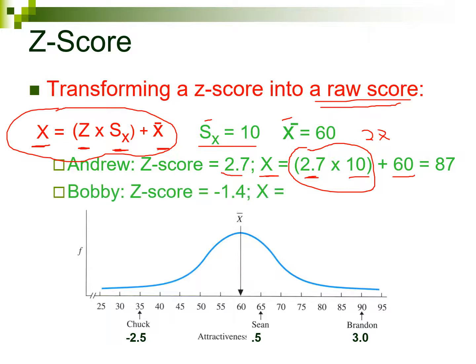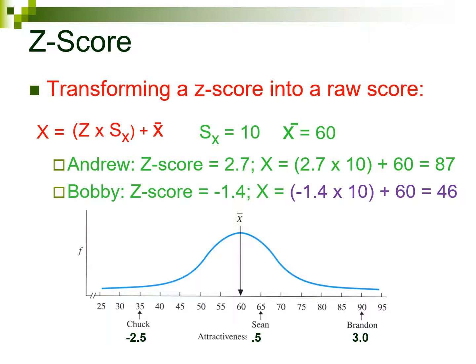Okay, let's do one more. Let's do Bobby. Bobby has a z-score of negative 1.4. Again, we want to figure out Bobby's raw score. So the formula for his raw score would be his z-score, negative 1.4, times 10, the sample standard deviation, plus 60, the sample mean. The only correct way to do the math is to do negative 1.4 times 10 first. When we do that, we get negative 14. Then we can do negative 14 plus 60, the sample mean, and that's going to give us 46 for Bobby's raw score.